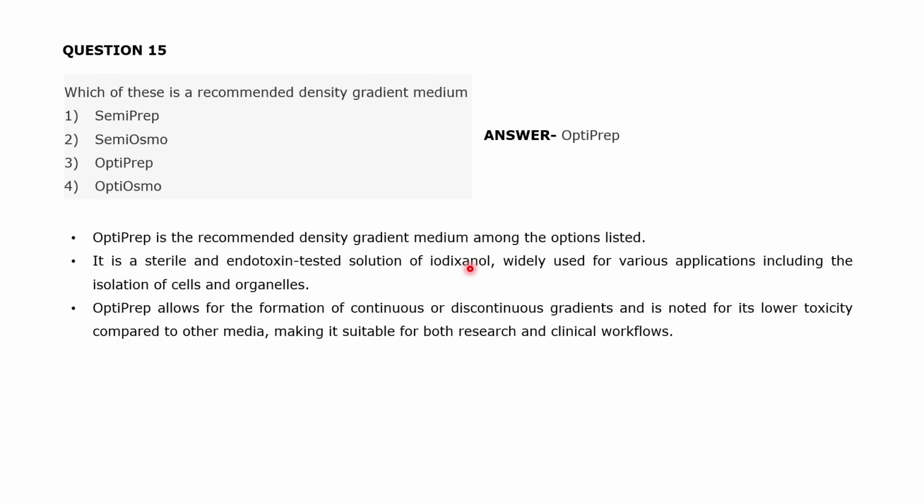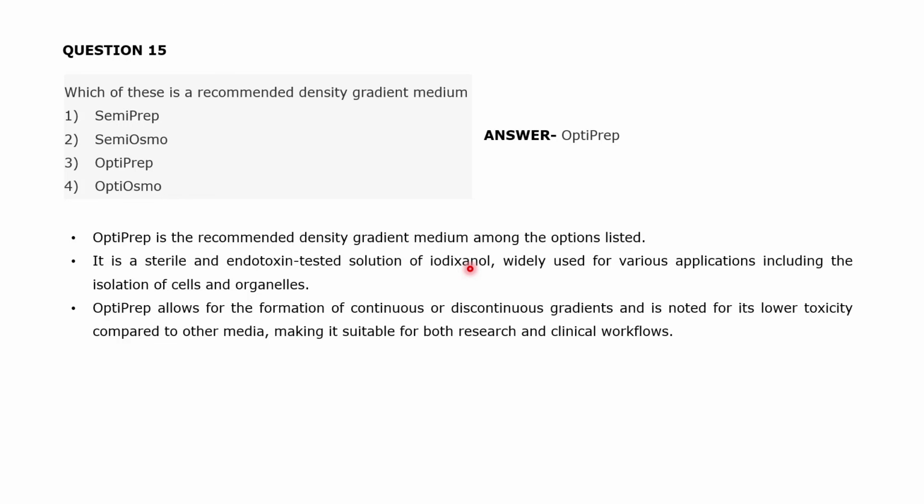And it also has lower toxicity as compared to other compounds that are used to make a density gradient medium. That's another reason, and it also has the capability to make a uniform gradient medium on its own. In case of sucrose, you have to make different concentrations of sucrose, then put them in layer by layer. In case of this compound, it has the capability to form a density gradient automatically; an automatic density gradient is available for this media itself.